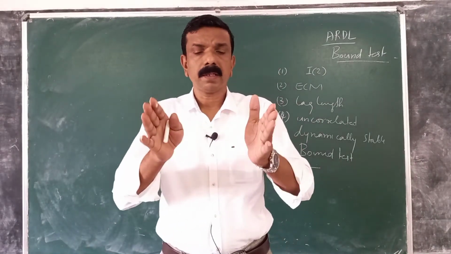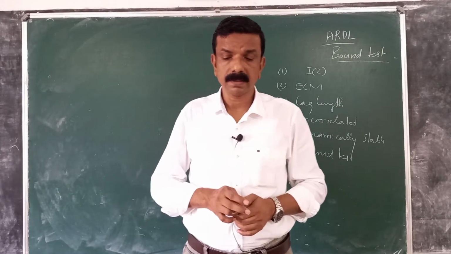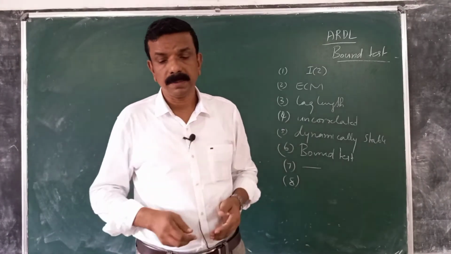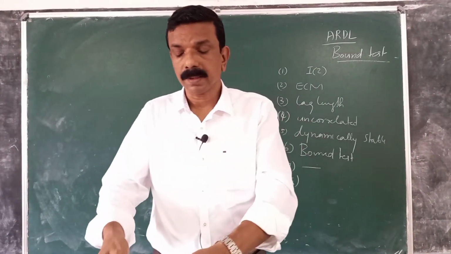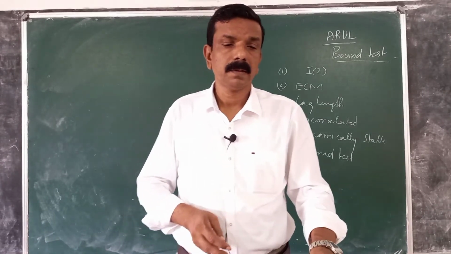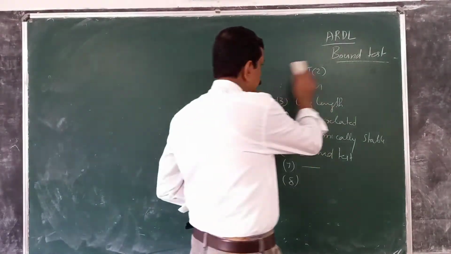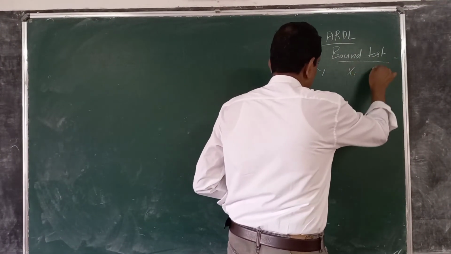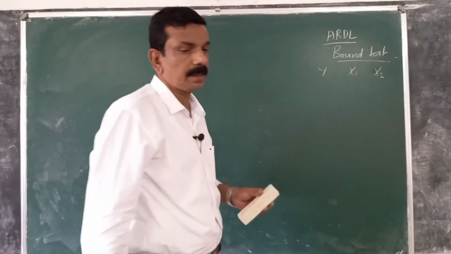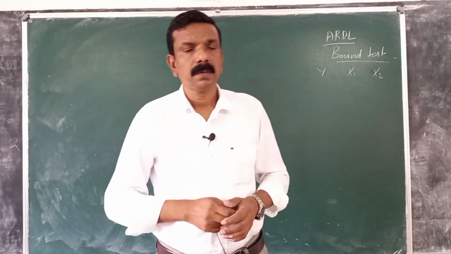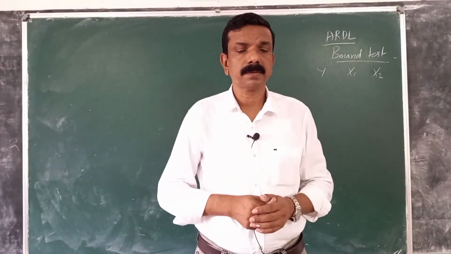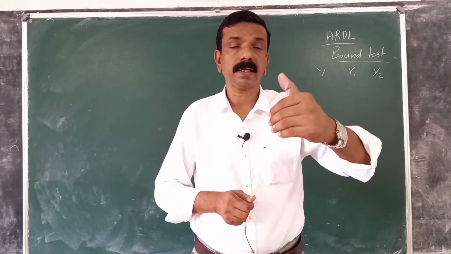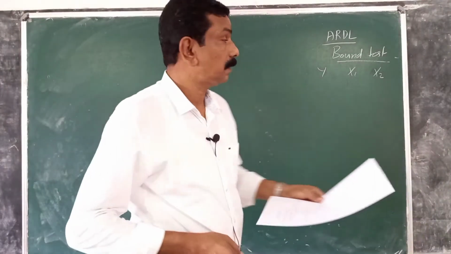From the model we have suggested, we know that the ARDL model has lags of both dependent and independent variables. Now suppose that we have three variables, y, x1 and x2. In general, we have k plus 1 variables. Let us consider first what a conventional ECM for co-integrated data is.